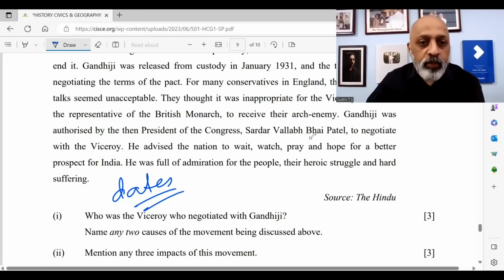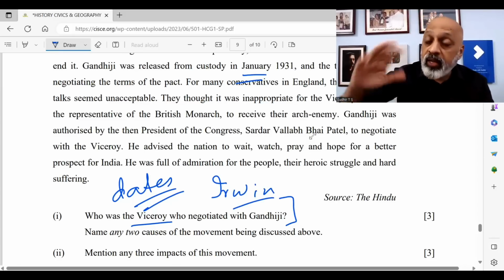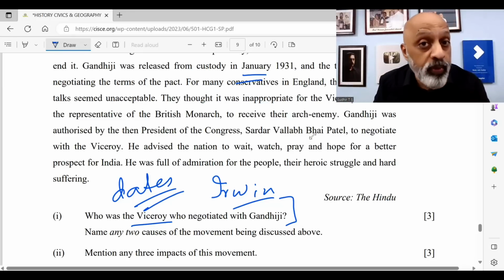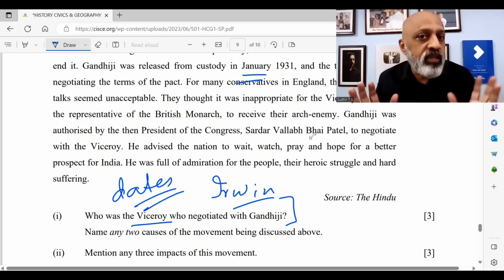According to that you will answer. So 1931 you will have to be able to correlate with which was the viceroy. That was Viceroy Lord Irwin, the Gandhi-Irwin Pact after the civil disobedience movement, which led to the Round Table Conference, etc. So that's how you need to deal with this history civics paper.